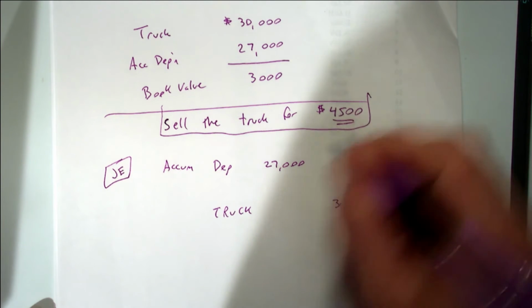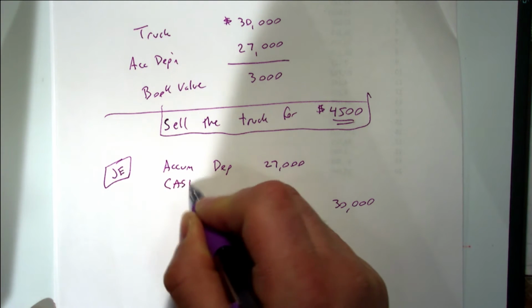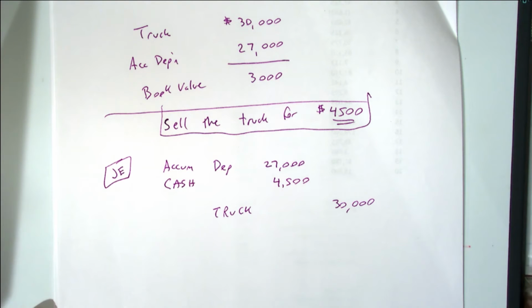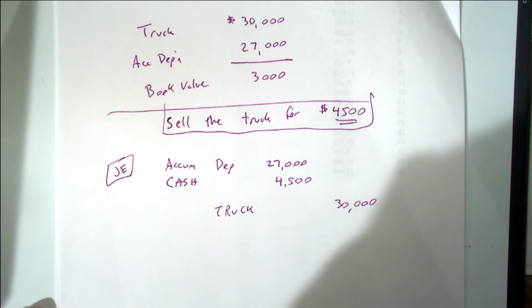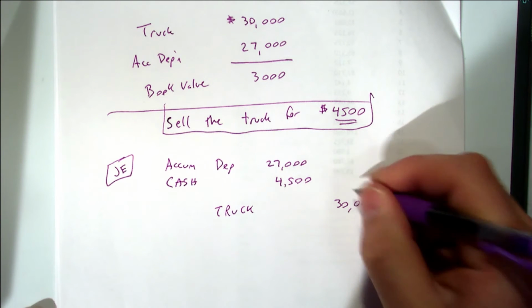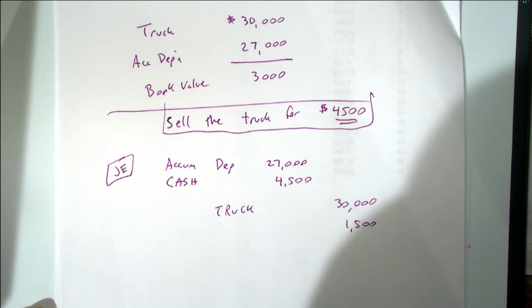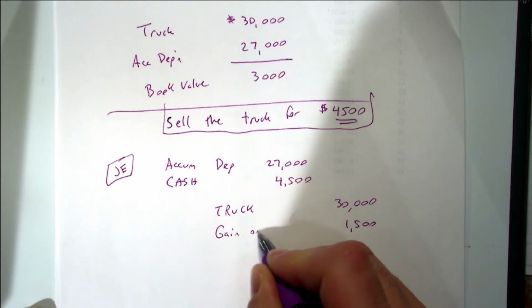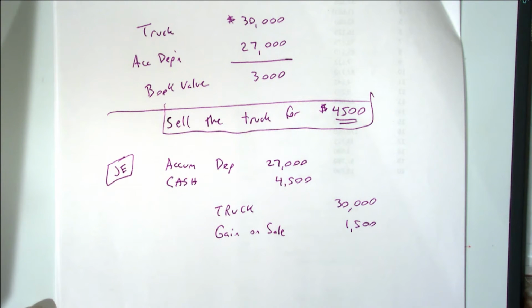$4,500. Okay? So I am going to debit cash for $4,500. Now, that journal entry doesn't balance, does it? So we have to credit something for $1,500. Do you know what we credit? Gain. Gain on sale. And remember, gains are kind of like revenue accounts. They're added in arriving at net income.